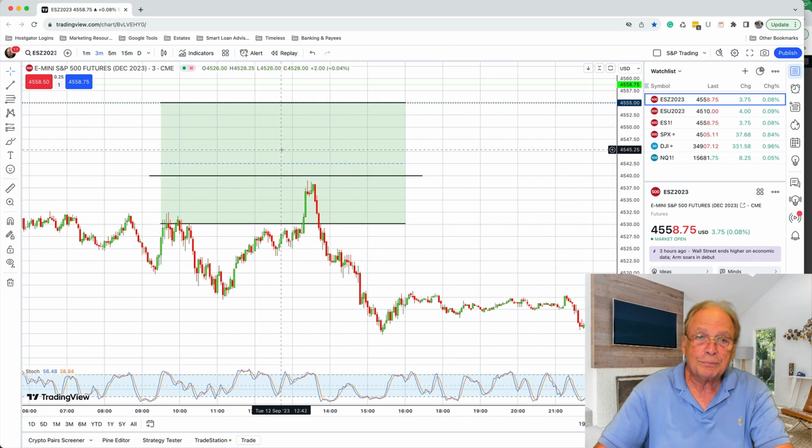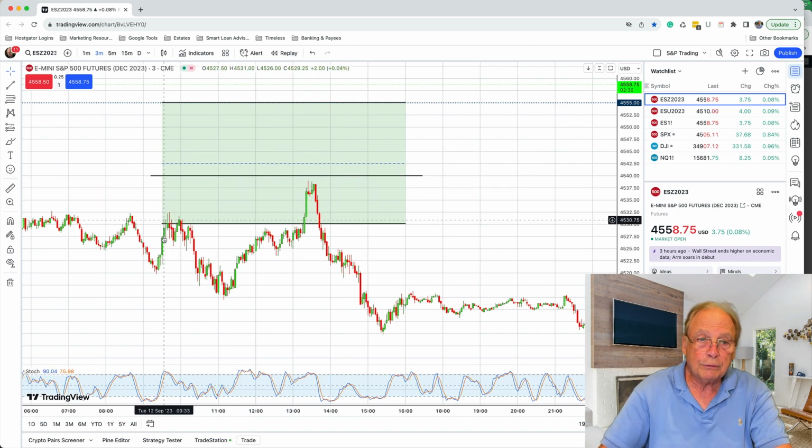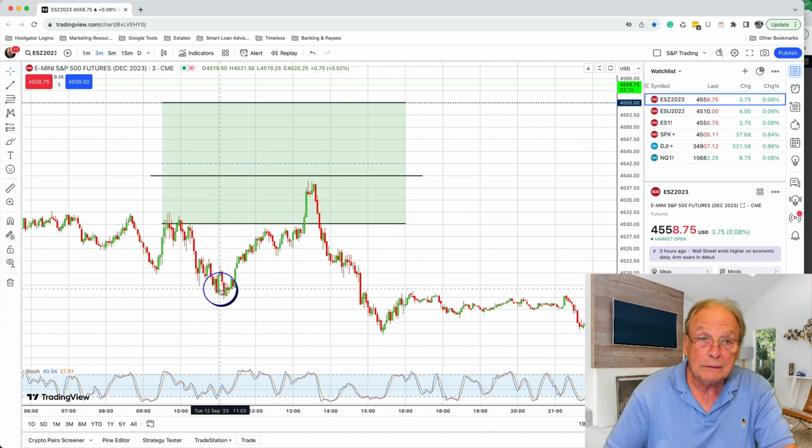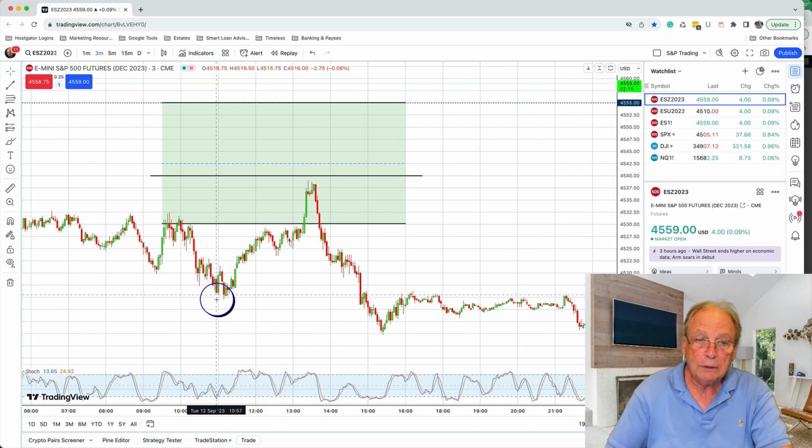So here on September 12th, the market opened right about over here at 45.23, moved up to the Taylor Trading support number, but then moved down. And at 11 o'clock, an hour and a half after the market opened, it put in a low. It put in a low and then started to rise.